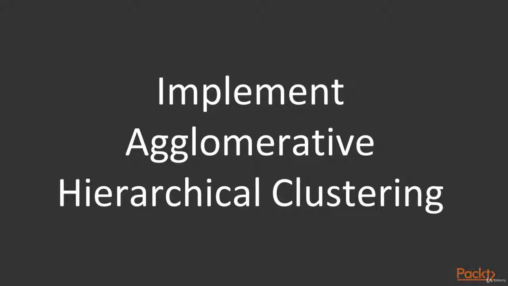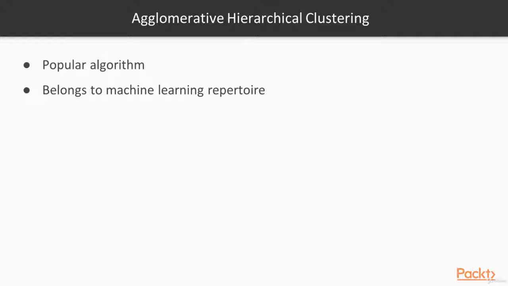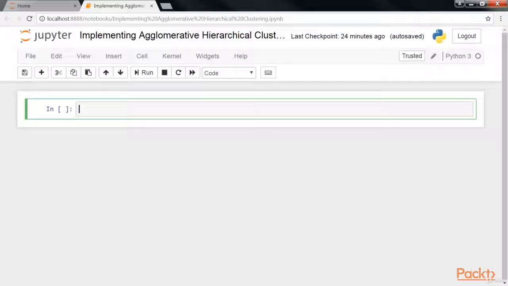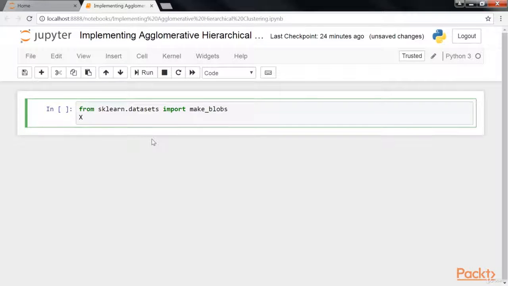Let's dig deeper into implementing the agglomerative hierarchical clustering. Although OpenCV does not provide an implementation of agglomerative hierarchical clustering, it's a popular algorithm that should, by all means, belong to our machine learning repertoire. So we'll start by importing make_blobs module from sklearn datasets. Then we'll execute this line of code to generate 10 random data points, specifying random state as 100.